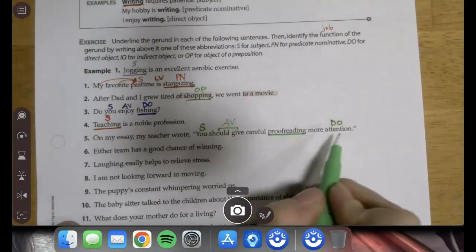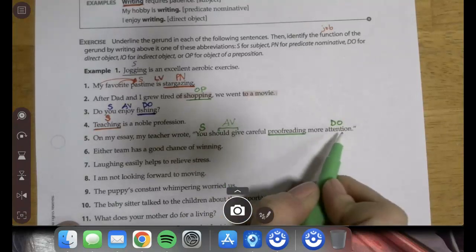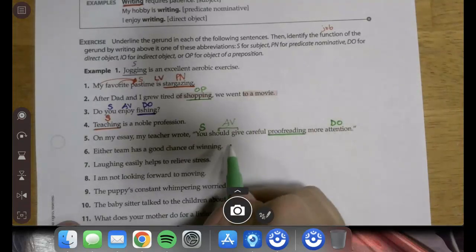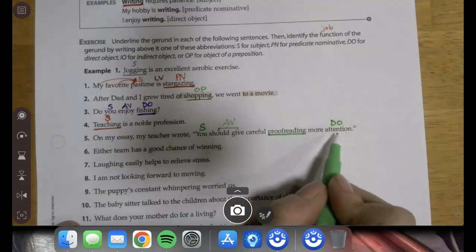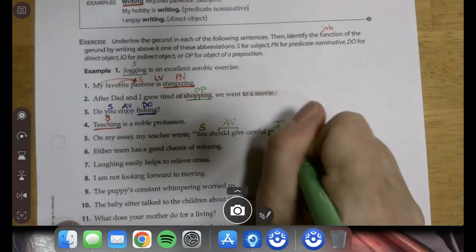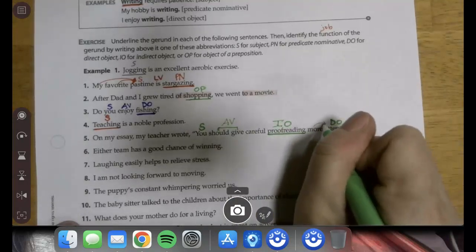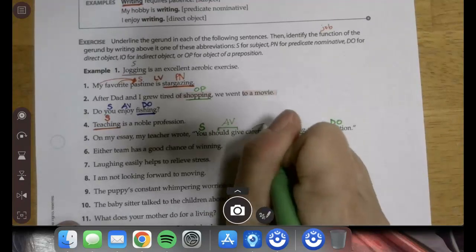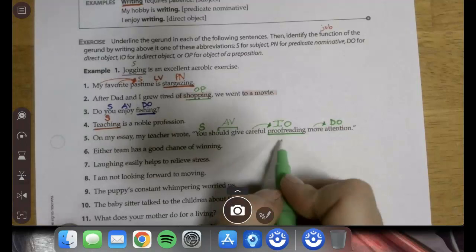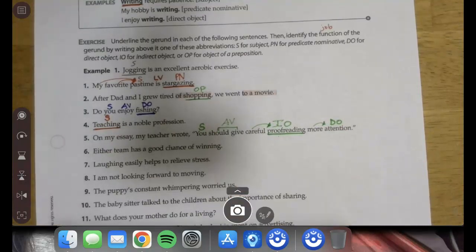And I know that if I have something left between my action verb and direct object, then I'm going to look for an indirect object. You should give attention to what? You should give attention to proofreading. And we've got some modifiers in here. More describes attention. Careful describes proofreading. But my indirect object here is the gerund.